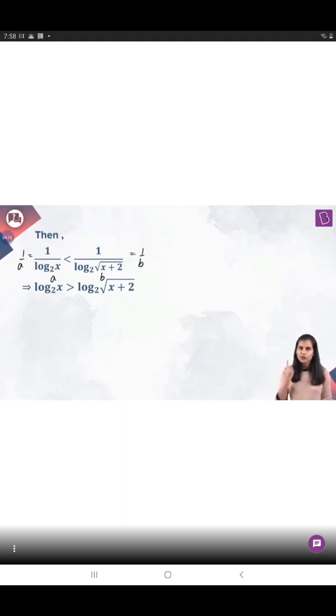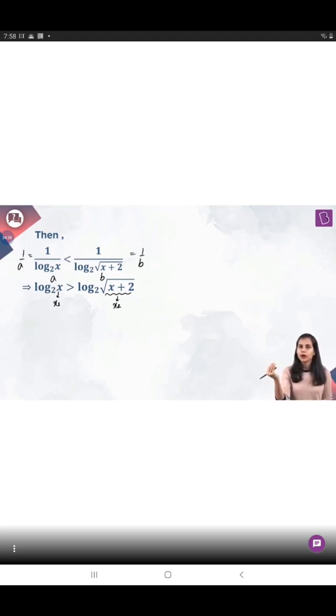My inequality is 1 upon a less than 1 upon b. If 1 upon a is less than 1 upon b and a and b are positive, in the next statement I can write a is greater than b. We've studied this in inequalities: 1 upon a is less than 1 upon b, a and b are positive, that means in the next line I can write a is greater than b. The inequality reverses. Now, what do I have? Log of the input x is greater than log of the input root over x plus 2.